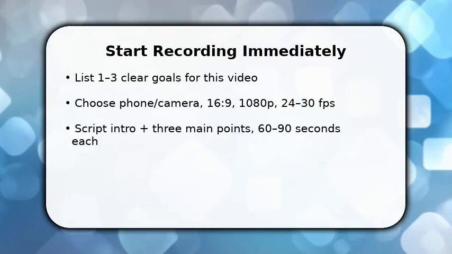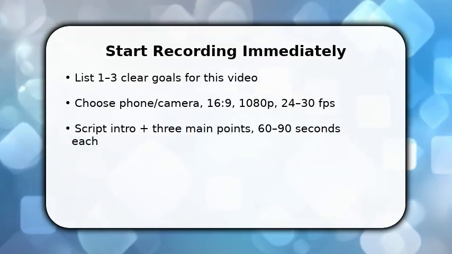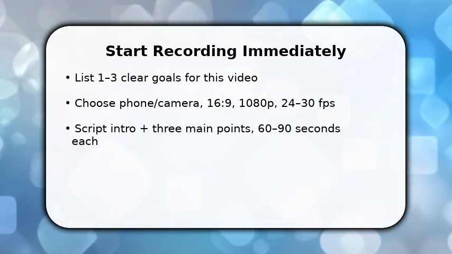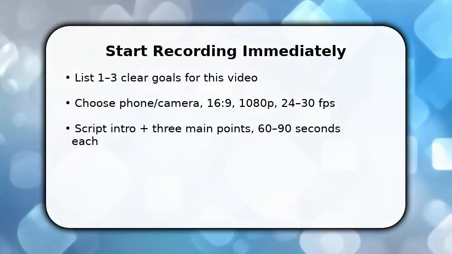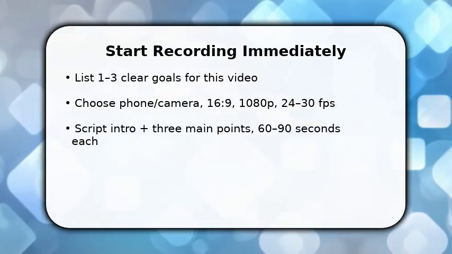You begin now: pick one clear goal and open your camera. Frame yourself in 16:9 and set 1080p at 24 or 30 fps so motion looks natural. Once you have goals, write a brief intro and 3 main points. This keeps your video focused.